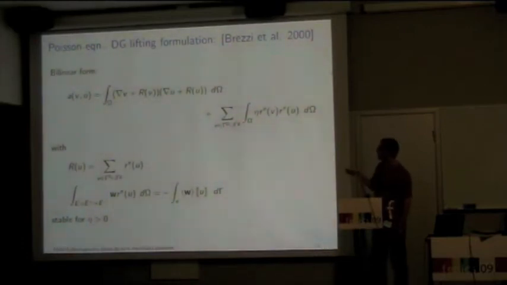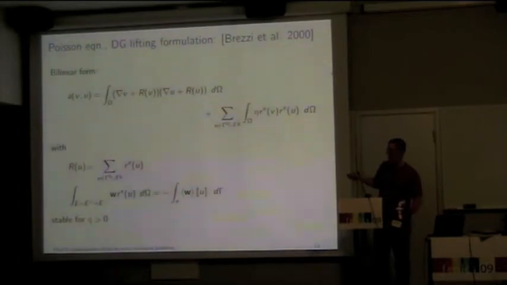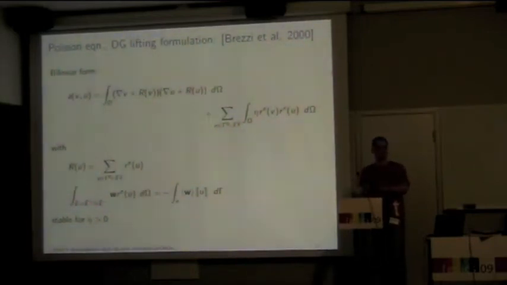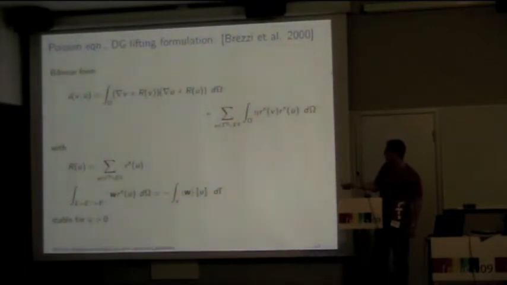And the lifting operators are defined such that capital R is just the sum over the facets of this lifting function, and the lifting function is defined as the integral of the test function for this lifting space multiplied by the lifting function, then integrated over sort of a macro element, which is just 2 elements sharing a common edge. So we have the values on one side and the other side, and that should be equal to minus the interior facet integral of the average of the test space multiplied by the jump of the trial space.